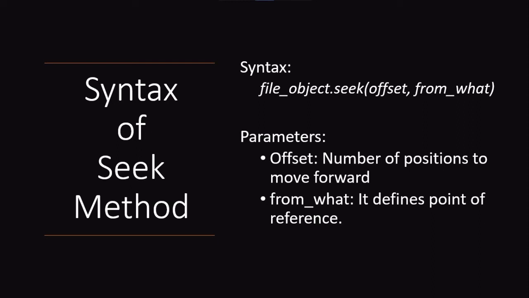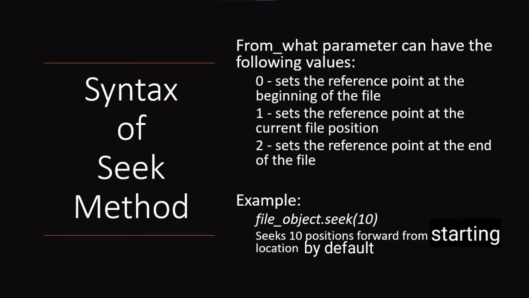Now let's understand the from_what parameter. It defines the point of reference. It can have only three values: 0, 1 and 2. 0 will set the reference point as the beginning of the file, 1 will set the reference point as the current location, and 2 will set the reference point as the end of the file. We have to keep in mind that while using this parameter in text mode, the offset should be kept 0. So we can have seek(0, 0), seek(0, 1) and seek(0, 2).